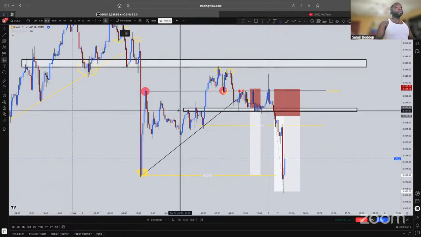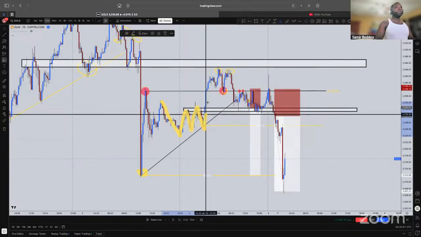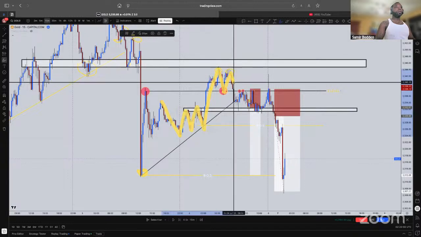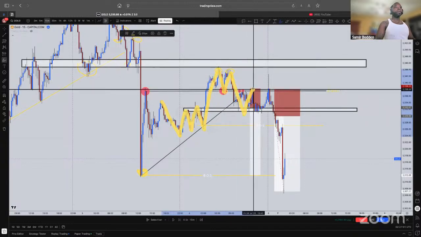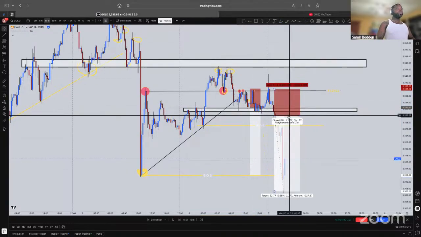Because this is what I look for. The market created one double bottom in the bottom here, and it created one double top up here. It came, it respected that, it respected this, and then it dropped. It's like a head and shoulders with a double top and a double bottom inside it. So I don't know when that play is coming.